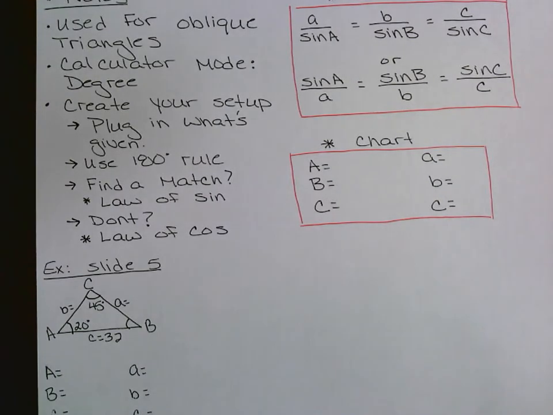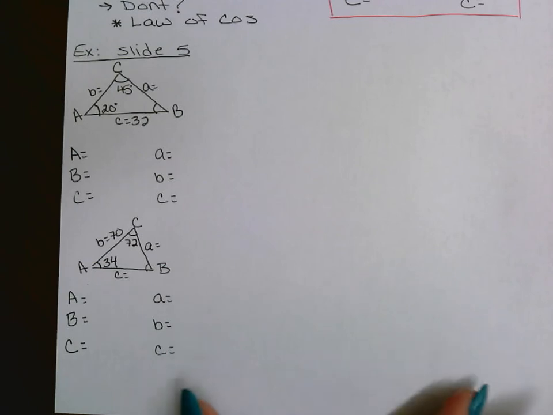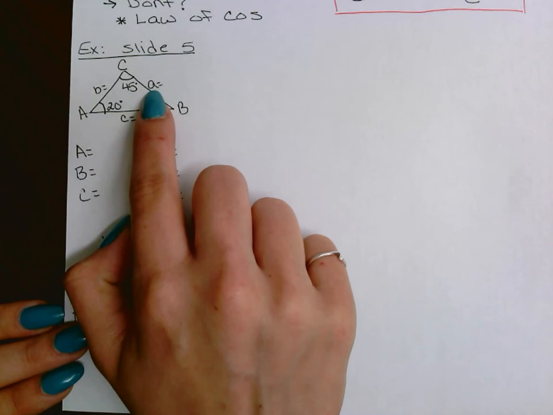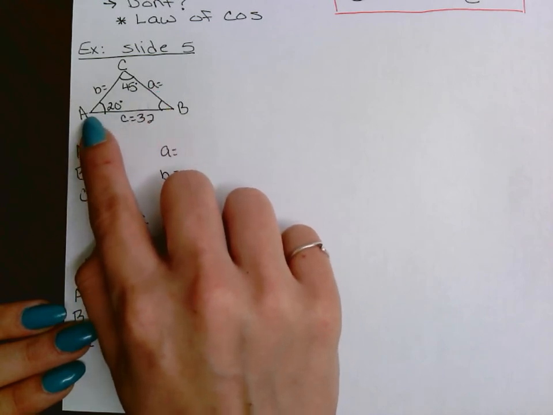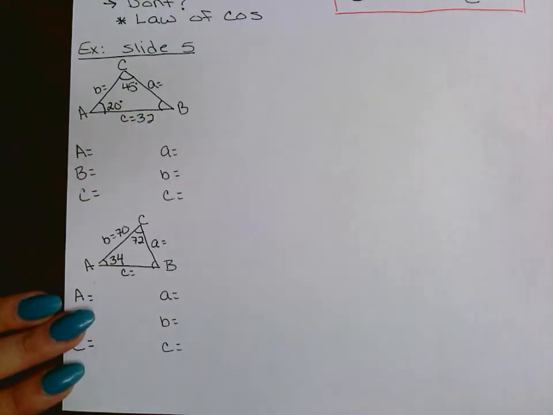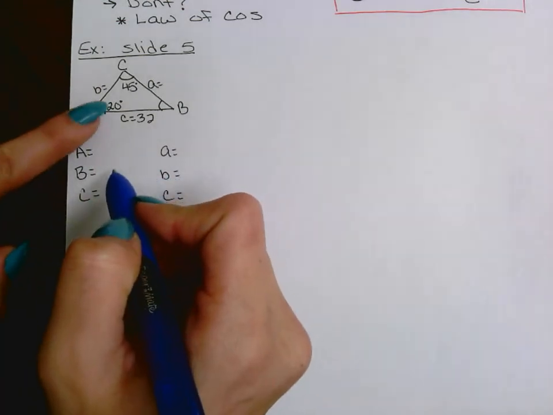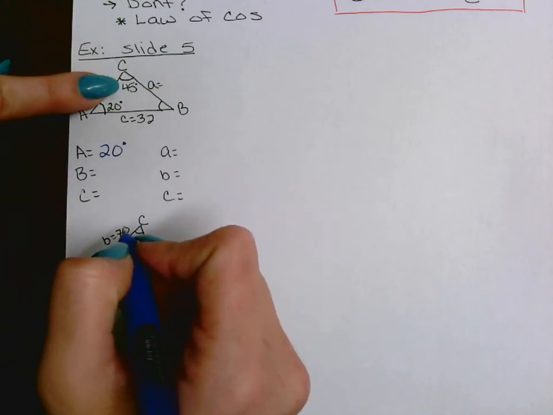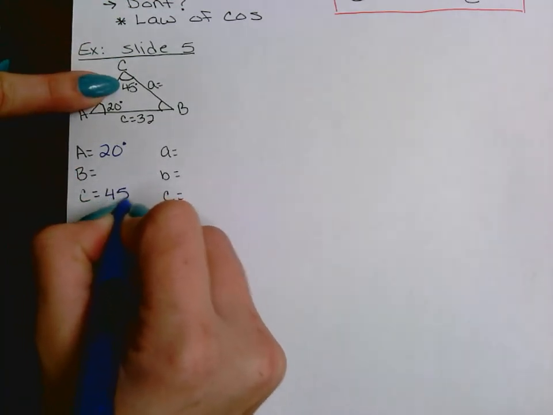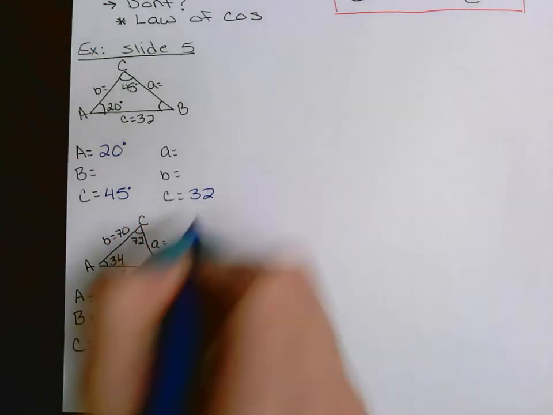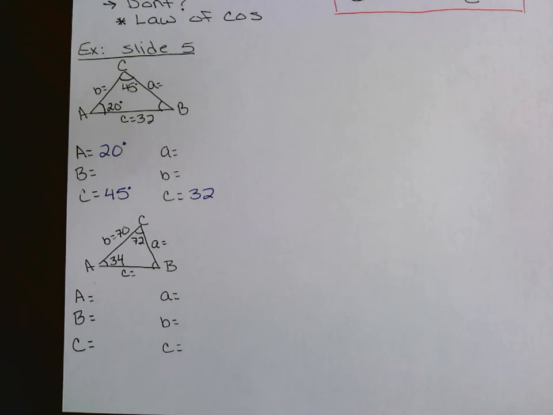So another reminder from geometry is that the letters will always be across from each other. So side A, lowercase a, will always be directly across from capital A. And the same is true with all 3 letters. So what I'm going to do to begin is to plug in what I know. So I already know that angle A is 20 degrees. I know that angle C is 45. And I know that side C is 32. So that was step 1. Plug in what's given.